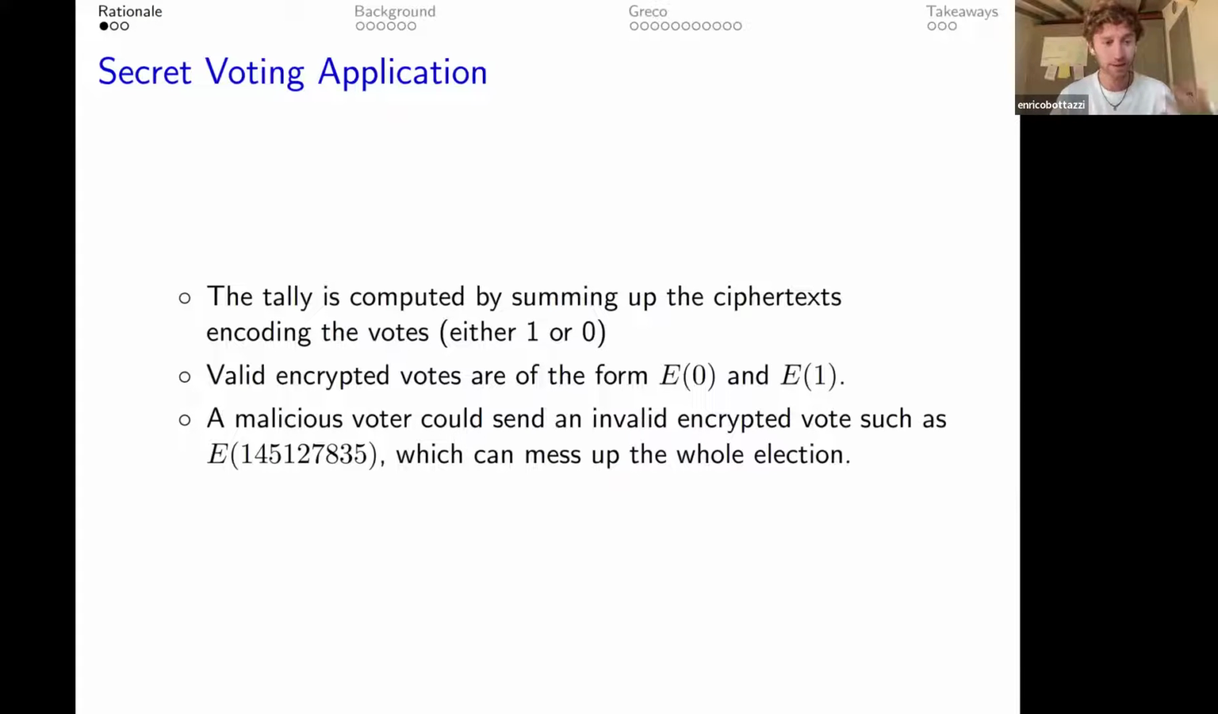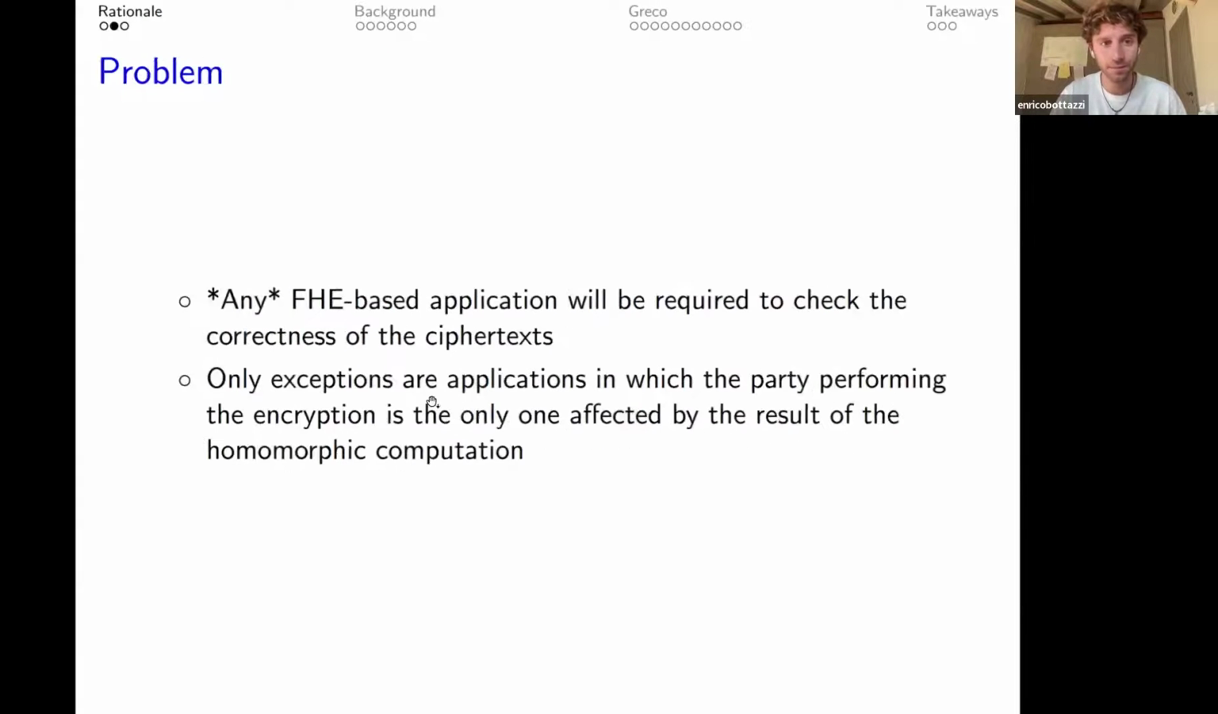But this property is good on one side, but it's also bad on the other side, because a malicious voter can send an invalid vote, an invalid ciphertext, which is encrypting a very large number that has nothing to do with the valid votes. And if we add it to the tally, this will mess up the whole election. And from what comes out of FHE out of the box, there's no way to avoid that.